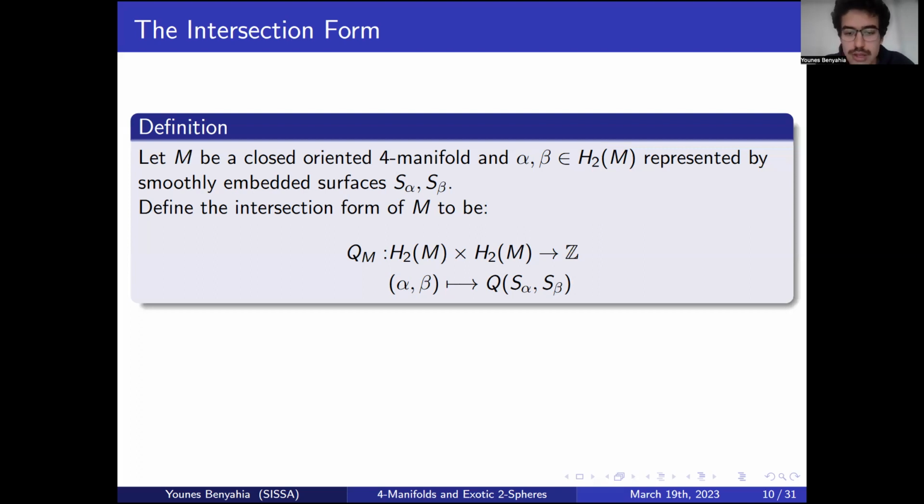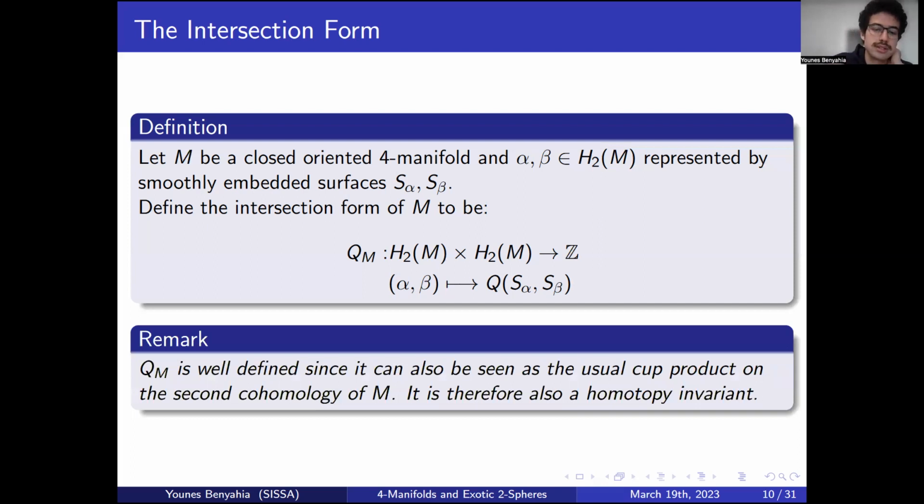Now this, at first sight, needn't be well defined. If you change the representatives, first of all, why do representatives exist in the first place? That's not trivial, but they do exist. But then if you change them, do you get the same? The answer is yes, it is a well-defined map, because you can see it as the usual operation on the second homology, which is the cup product, and this cup product is well defined. So it will be this QM, up to Poincare duality.